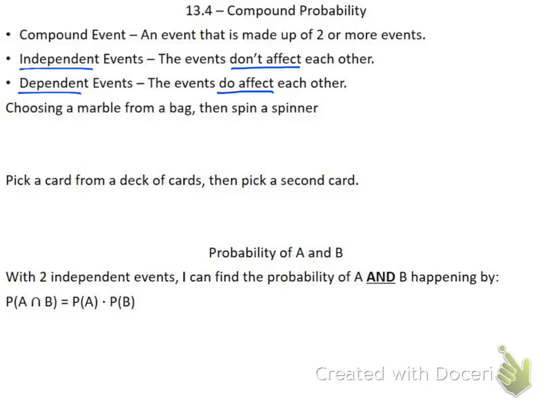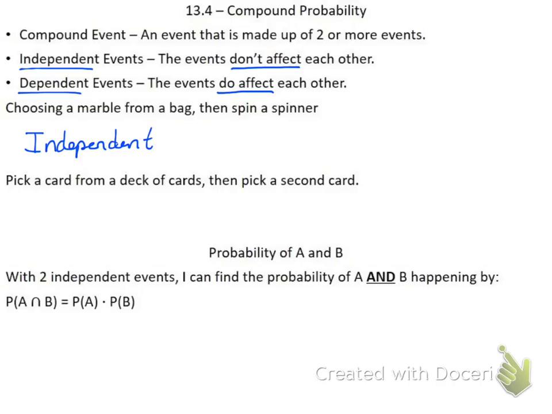First one, we have choosing a marble from a bag and then spinning a spinner. Those are independent events. Again, they're independent because they're totally different from each other. Picking a green marble doesn't affect what you're going to spin on a spinner.